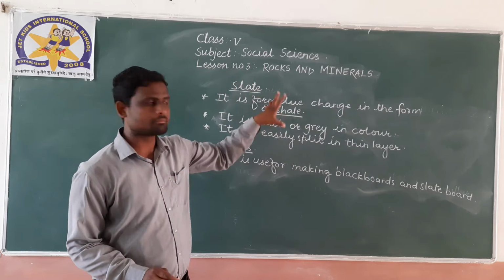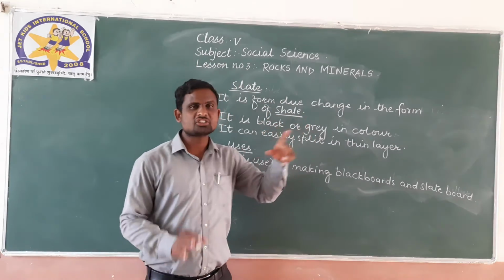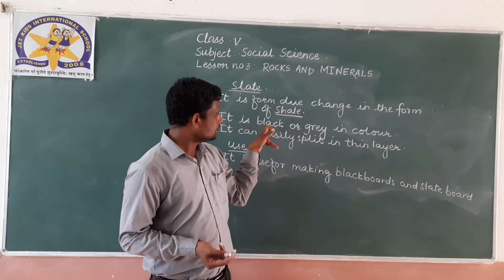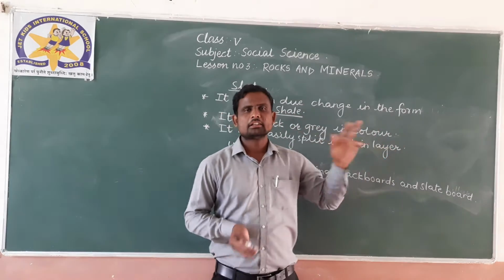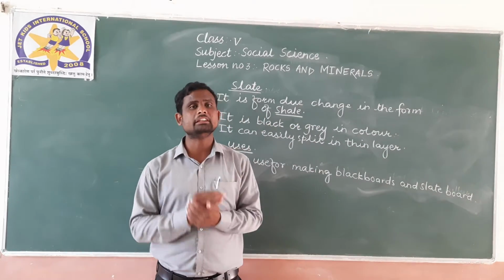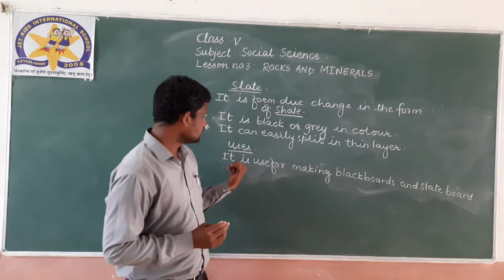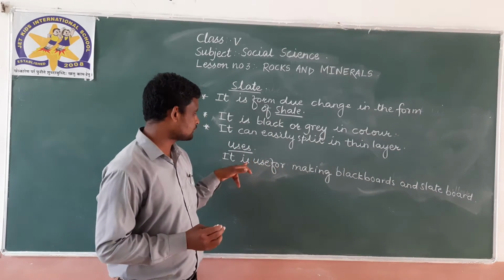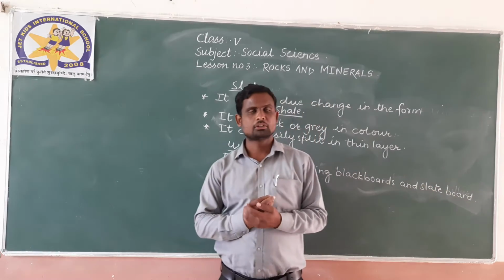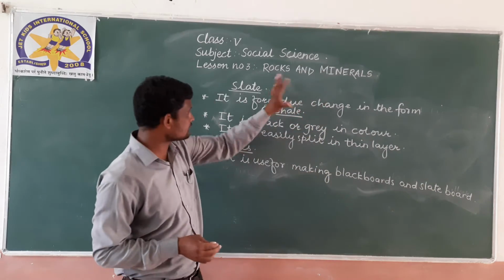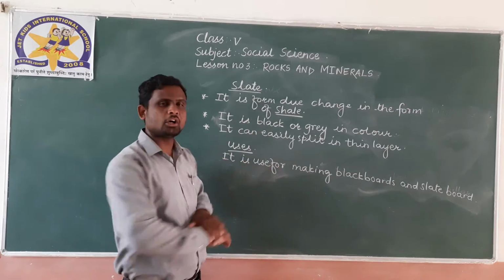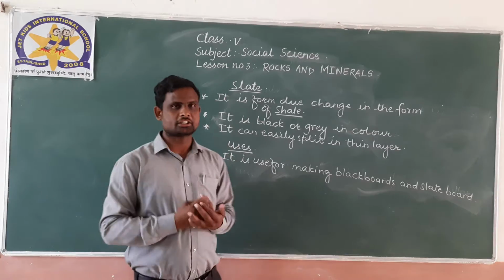Slate is formed from the shale. Shale is a sedimentary rock. After that, it is found in black and grey color, and this slate can easily split into thin layers. So here we have seen the uses of slate. It is used for making blackboards and slate boards. I hope you understood this information about slate. Please note down all the points that I have written.